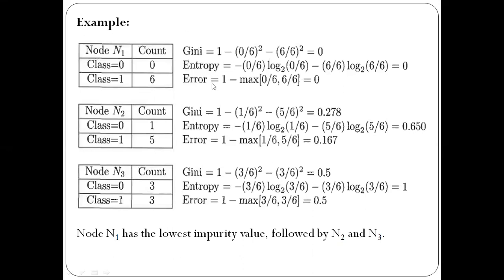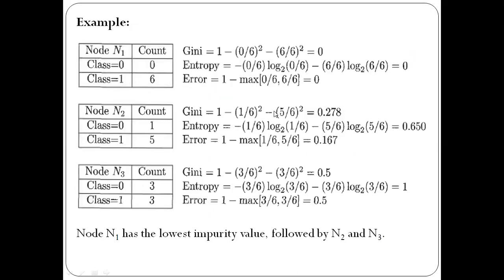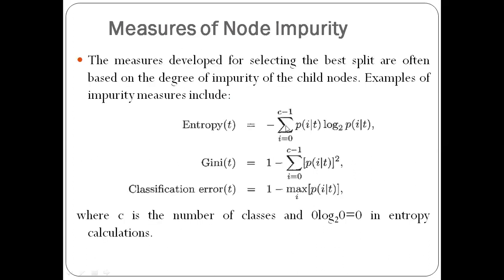Next, if we come to the entropy, entropy is minus summation of I is equal to 0 to c minus 1 of p of I condition on t log of p of I condition on t to the base 2. So see here again, this is a summation. I is equal to 0 to c minus 1 means, since there are two classes here, 2 minus 1. So I is equal to 0 to 1 means there will be two terms in this summation, that is for I is equal to 0 and I is equal to 1.